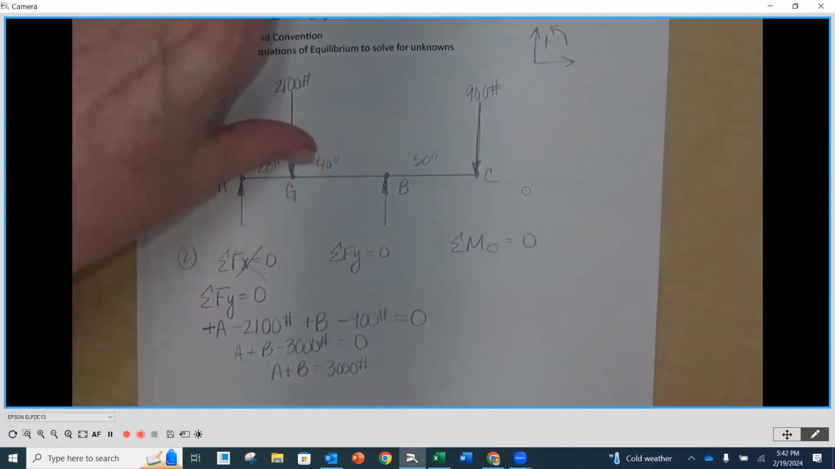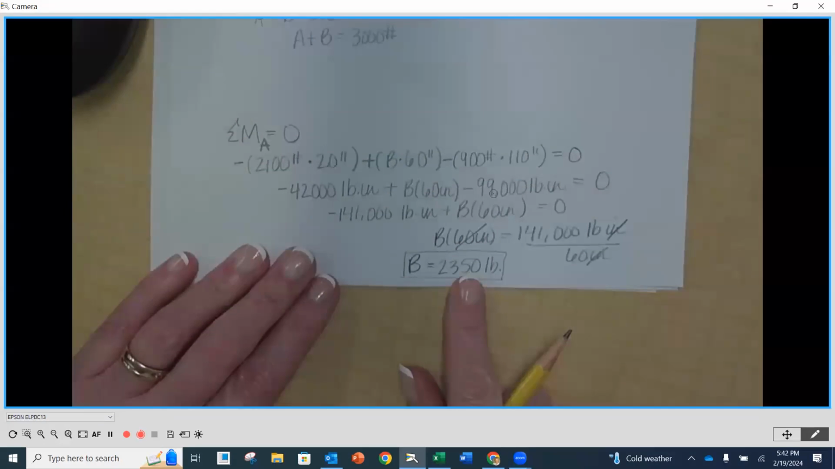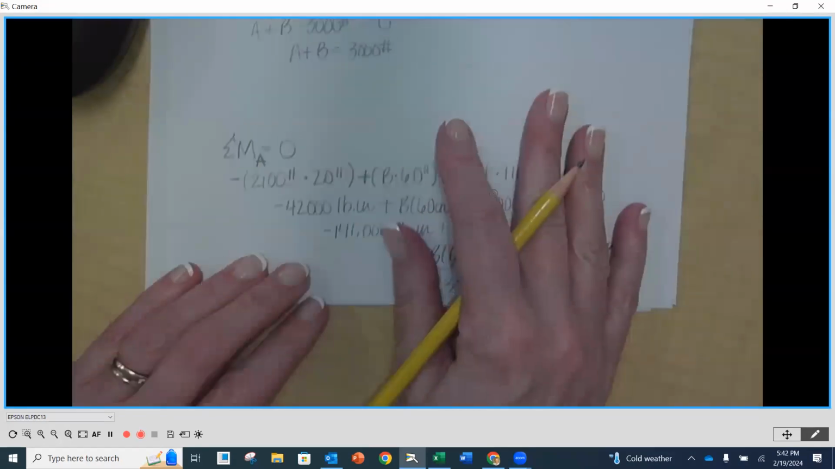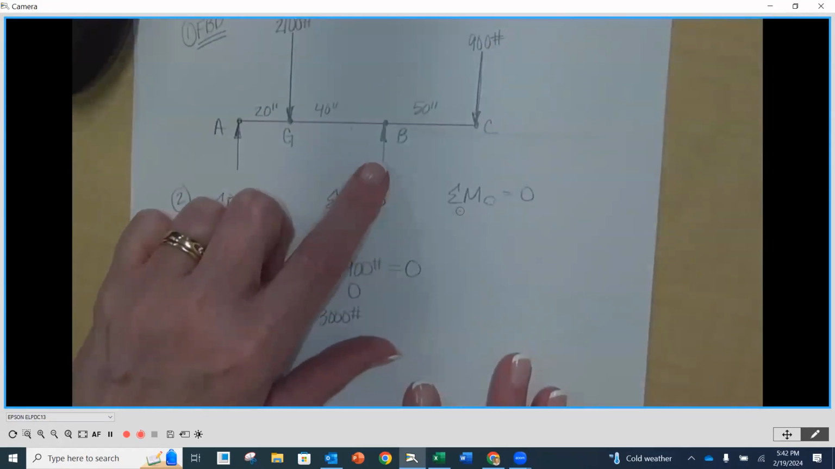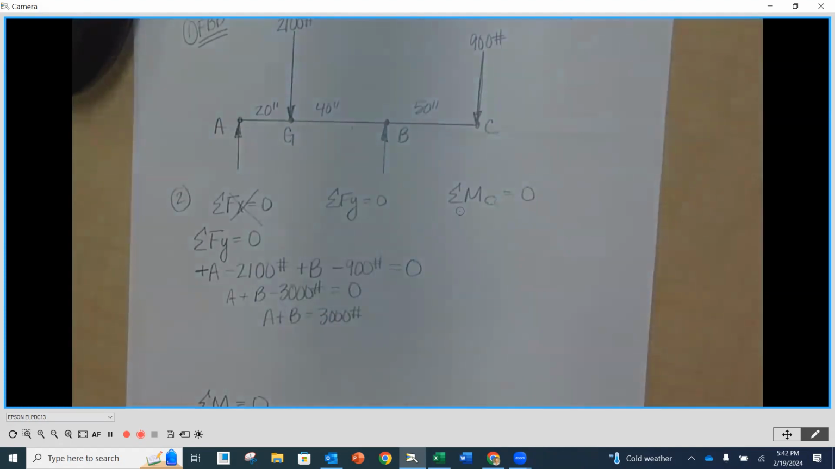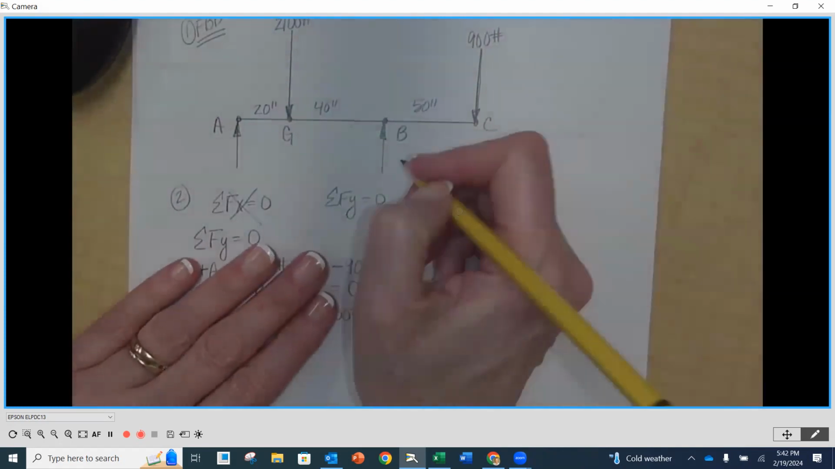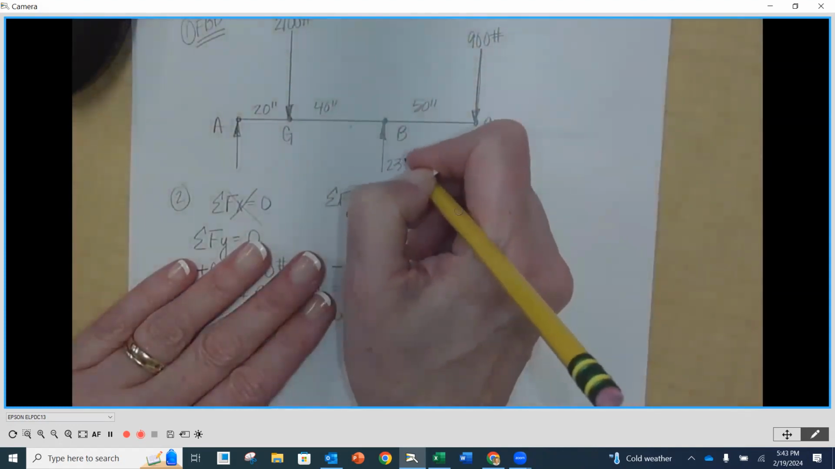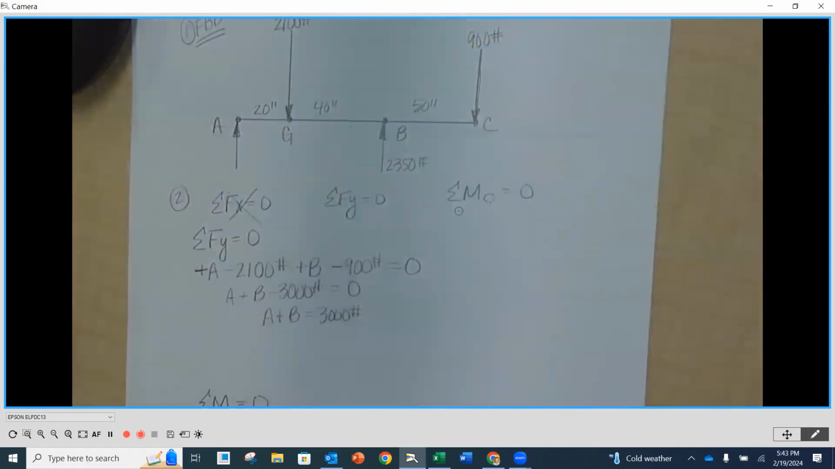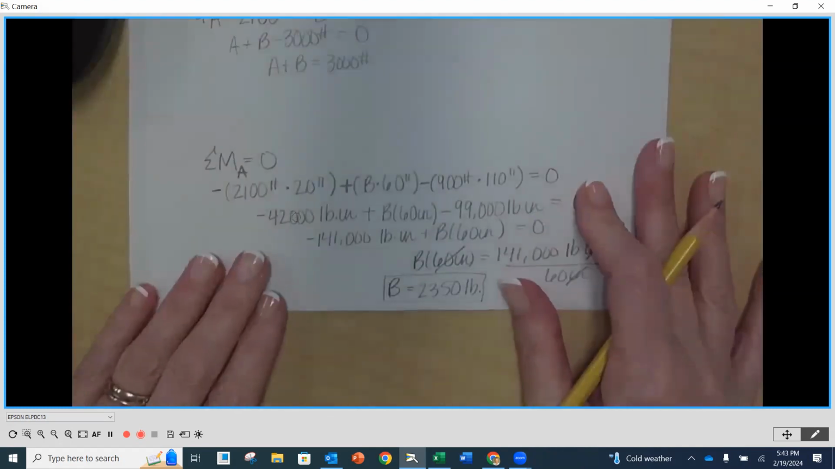But if I end up with a positive value as a final answer, I know I put B in the right direction, whether it's up, down, left, or right. I know that direction was good. So I'm just going to label this 2,350 pounds. You don't have to put that on the diagram, but that way you just kind of know. Any questions so far?